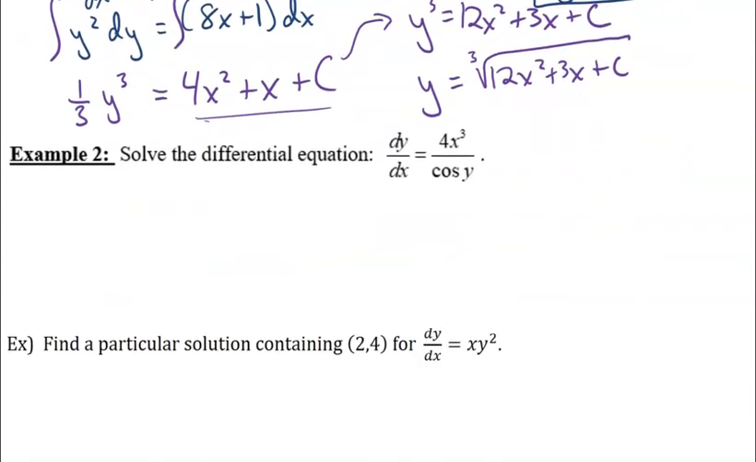Again, solving the differential equations. We're looking for a general solution because we don't have an initial condition. We don't have an ordered pair. So I'm going to multiply both sides by cosine y and by dx. So I get cosine y dy equals 4x cubed dx. Okay, then I'm going to integrate both sides.